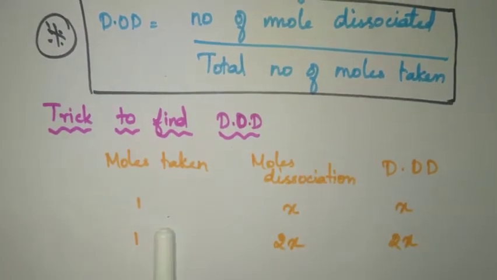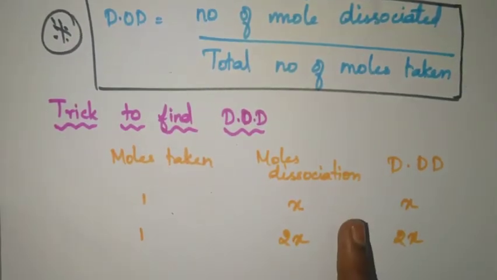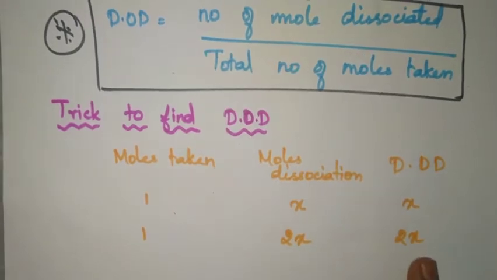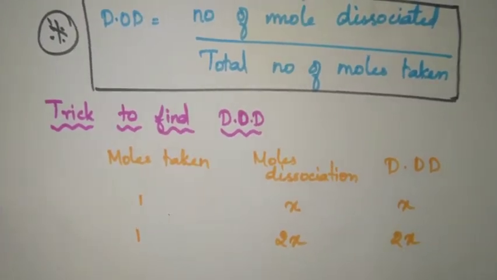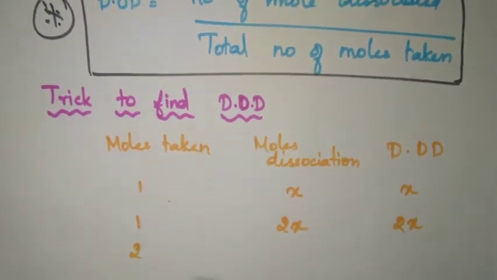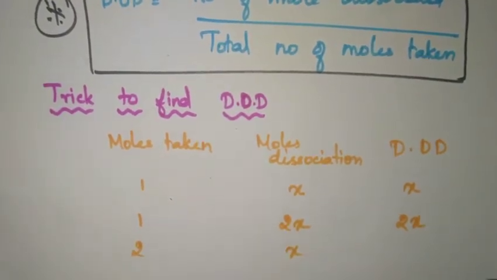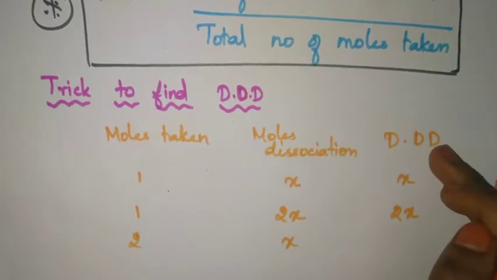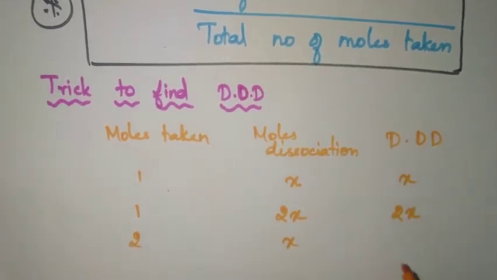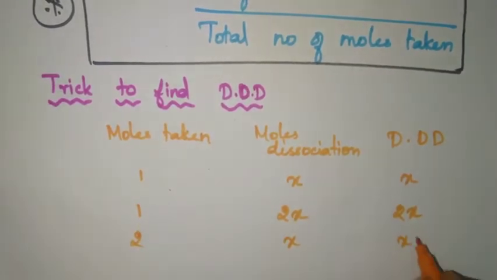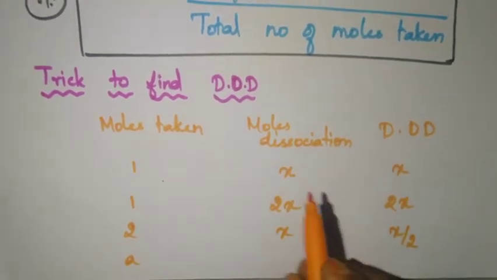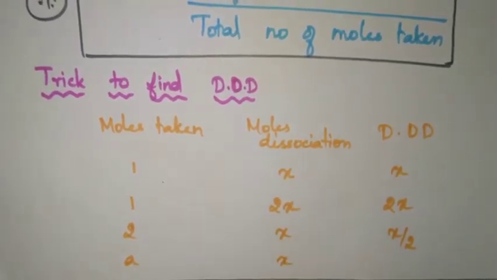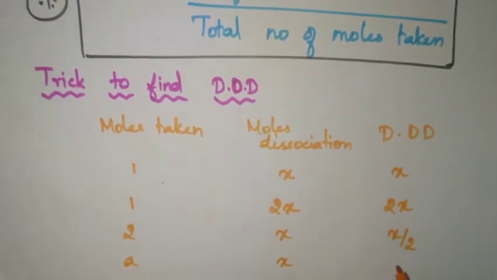If we take 1 mole, then moles dissociated is 2X, then the degree of dissociation is 2X by 1, that is 2X. If we take 2 moles, then X number of moles is dissociated, then the degree of dissociation is X by 2. If we take A moles, then X number of moles is dissociated, then the degree of dissociation is X by A.